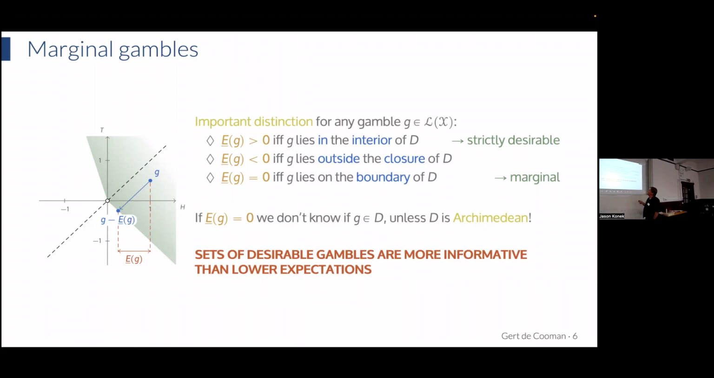So the gambles in the interior, for which the lower expectation is strictly positive, following Pisarelli, I will call strictly desirable gambles. If I have a set of desirable gambles, these are in its interior. And if the lower expectation is 0, I will call them marginal or marginally desirable. These are on the margin, in the boundary, border of the set of gambles.